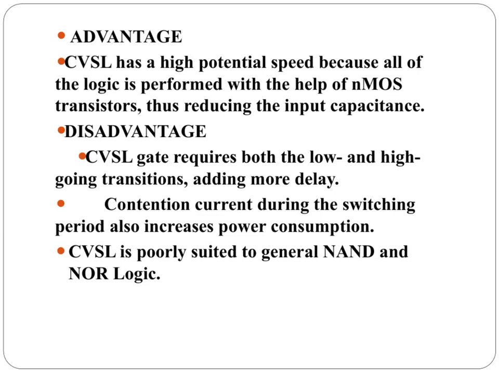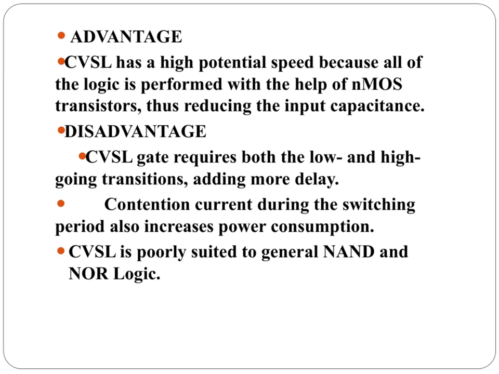Here, we highlight the main advantages and disadvantages of CVSL or current mode logic. One major advantage is its high potential speed. This speed boost comes from performing all the logic operations with NMOS transistors, which effectively reduces the input capacitance and allows for faster switching. On the downside, CVSL gates require both low-going and high-going transitions. This necessity introduces additional delay, which can impact overall performance.